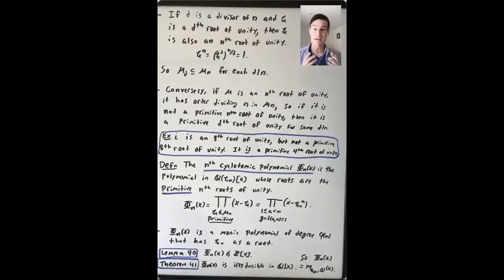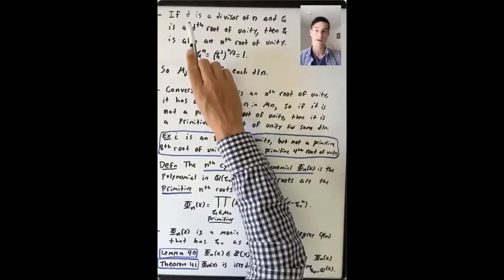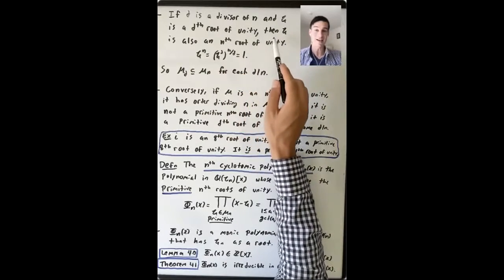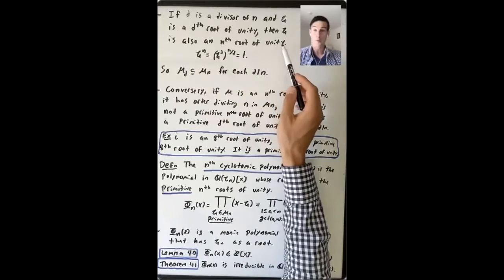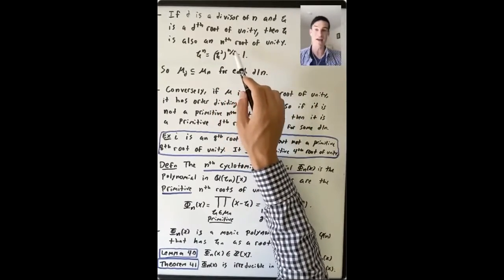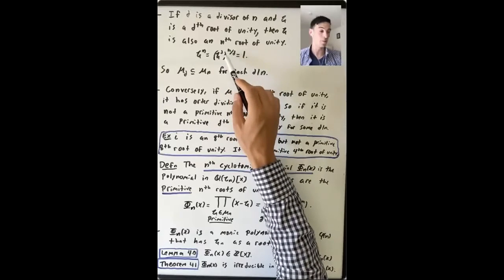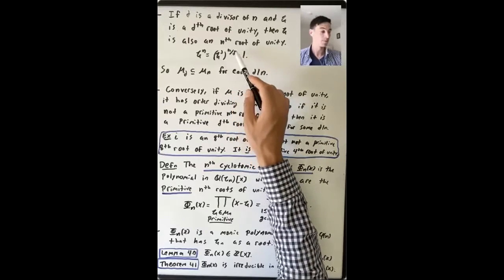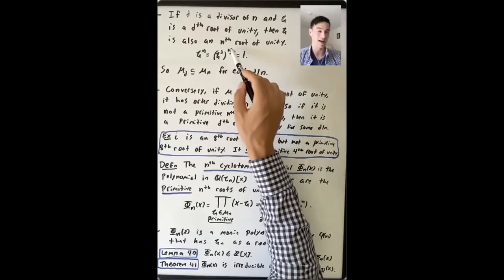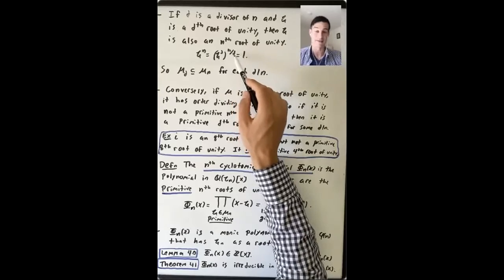Let's continue with a basic observation about how nth roots of unity relate to dth roots of unity for divisors d of n. If d is a divisor of n and zeta is a dth root of unity, then zeta is also an nth root of unity. Why? Well, what is zeta to the n? It's zeta to the d to the n over d. And zeta to the d is 1 because zeta is a dth root of unity. So 1 to the n over d is 1. Okay, so it's important for n over d to be an integer for this to even make sense.